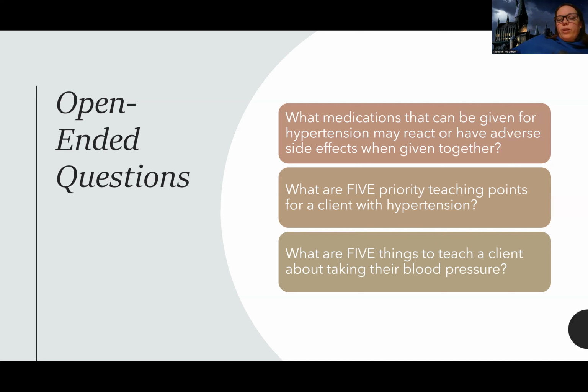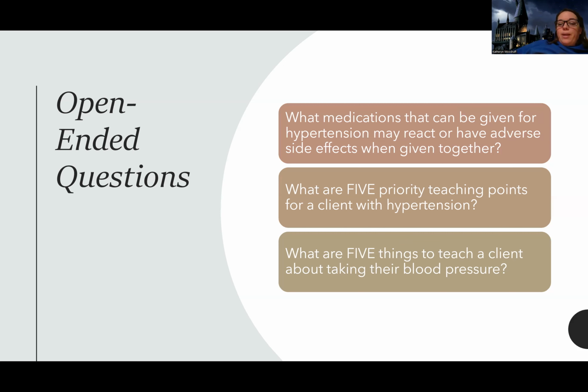5 priority teaching points for a client with hypertension. So I think medication compliance, how to check their blood pressure, when to call the doctor, like what are the signs that there's a problem or things are getting worse. Definitely the medication teaching too, specific, that's going to be very important for their specific meds. Don't double up on doses, don't half your doses, don't take anyone else's med. The diet and exercise teaching, lifestyle changes, quit smoking. I could go on, but those are just a few.